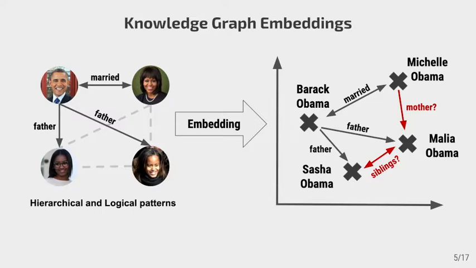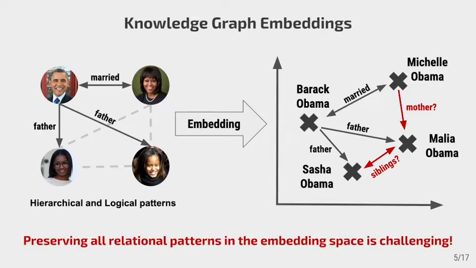However, we face a challenge here since knowledge graphs exhibit complex relational patterns. For instance, some relations might have a hierarchical structure, such as the relation father in this toy example. These hierarchical relations are unidirectional, and if a triplet head relation tail is in the knowledge graph, this does not imply that the reverse triplet is in the knowledge graph. On the other hand, some relations might have very different patterns. For instance, the relation married here is symmetric, and Barack Obama married to Michelle Obama implies the reverse, Michelle Obama married to Barack Obama. Preserving all these patterns in the embedding space is challenging and requires flexible embedding methods.